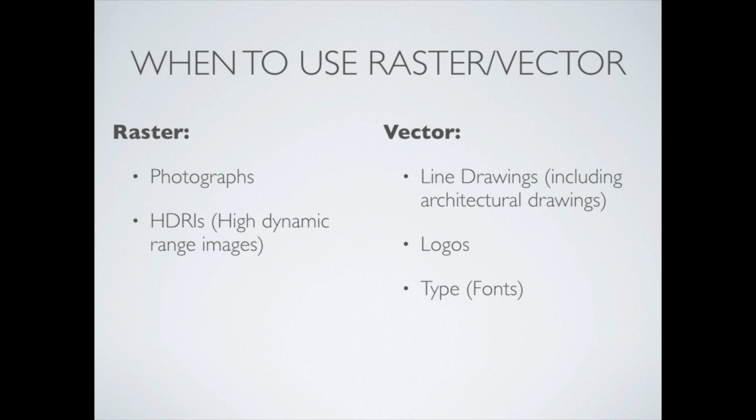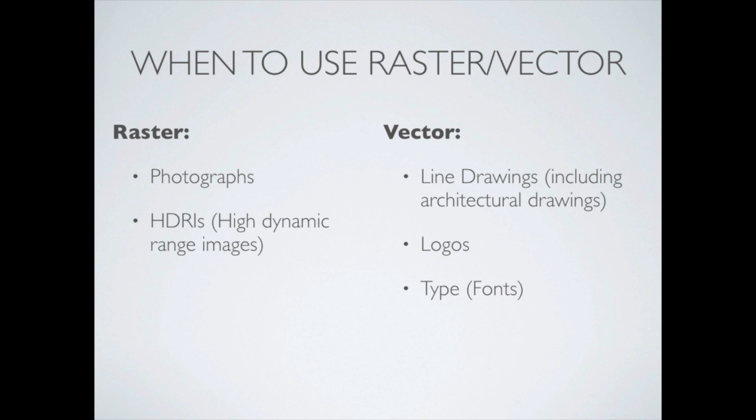So when to use your raster versus your vector? Raster images belong in things like photographs, high dynamic range images, and HDRI background images for rendering. All of that is going to occur on the raster side. The vector side is going to be things like line drawings, which would include architectural drawings. It would also include 3D modeling. We're working in Rhino, and that's a vector-based program as well. It would be things like logos. You want to be able to use them really small, and you want to be able to use them really big.